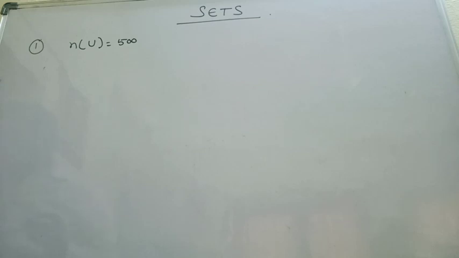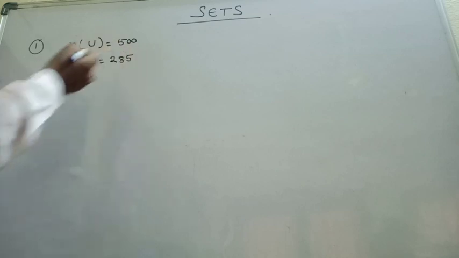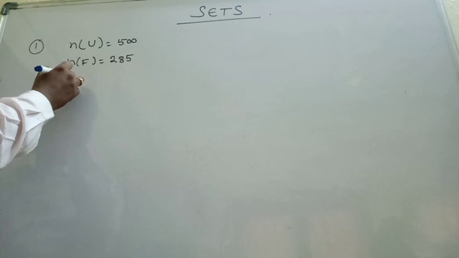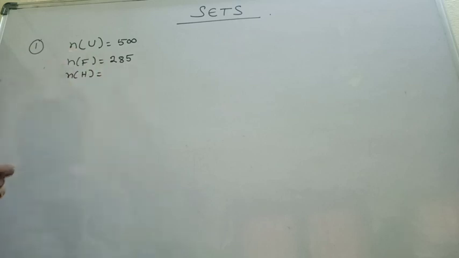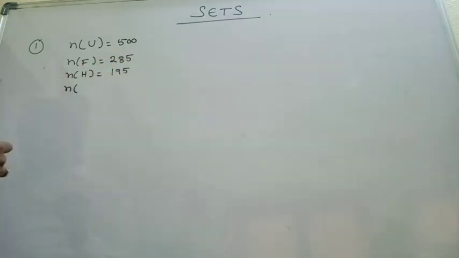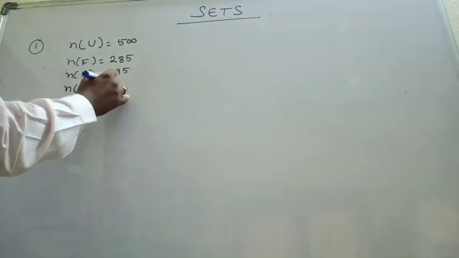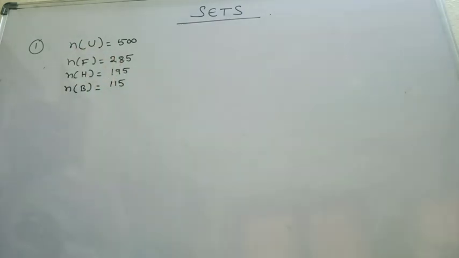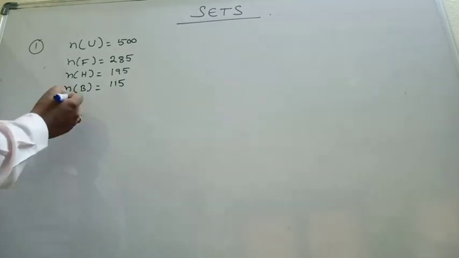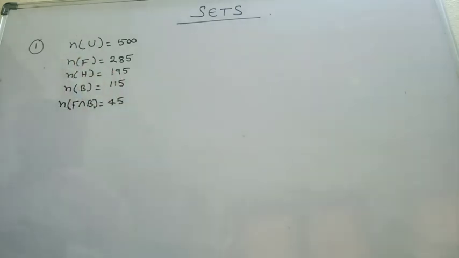Very good. And 285 watch football: n of f is equal to 285. Next, n of h is equal to 195. Next, basketball, which is 115. 45 watch football and basketball: n of f intersection b is equal to 45.